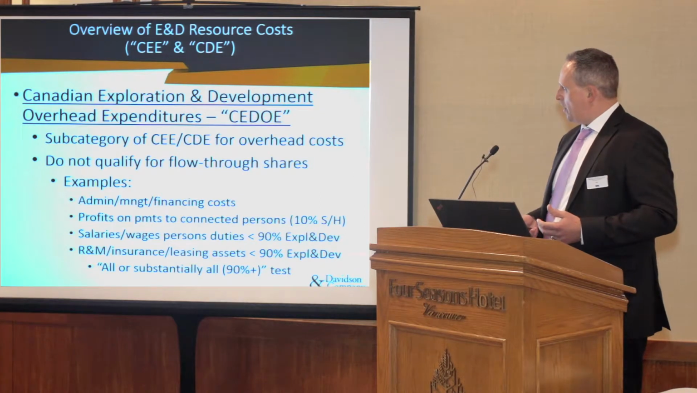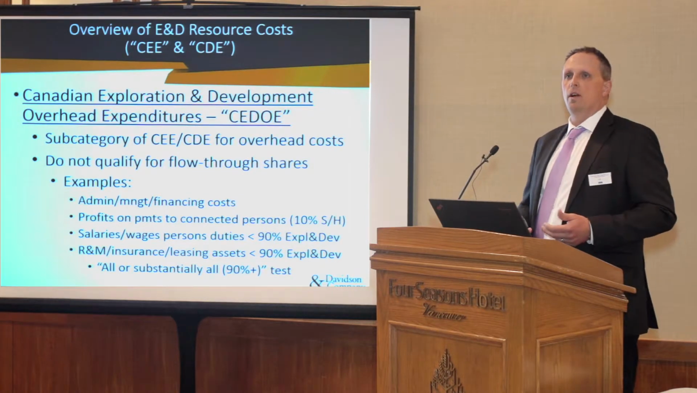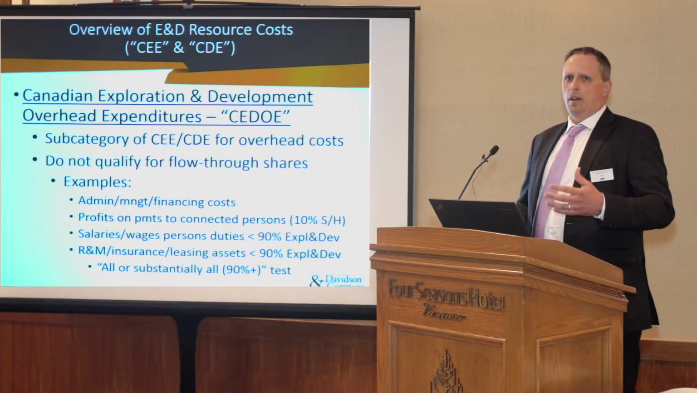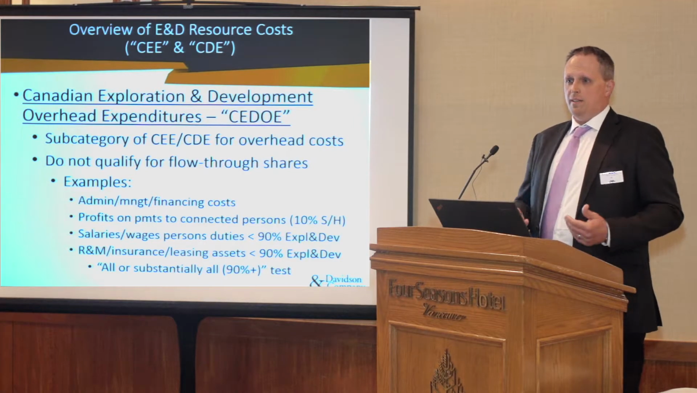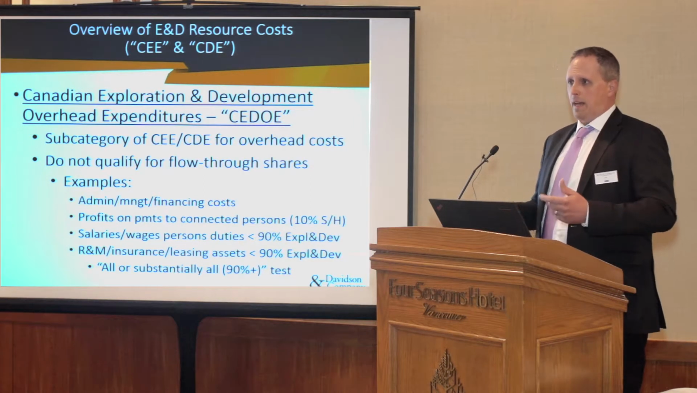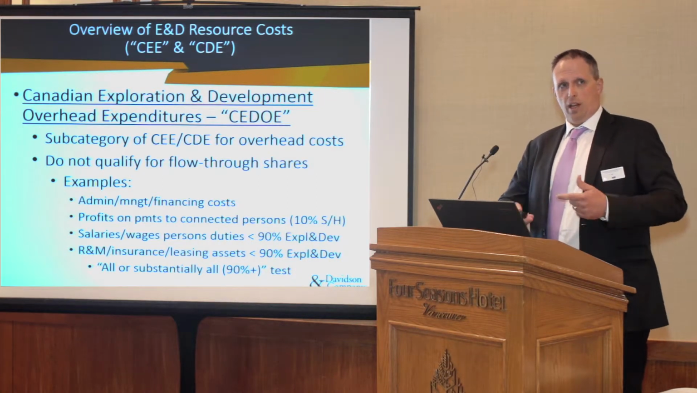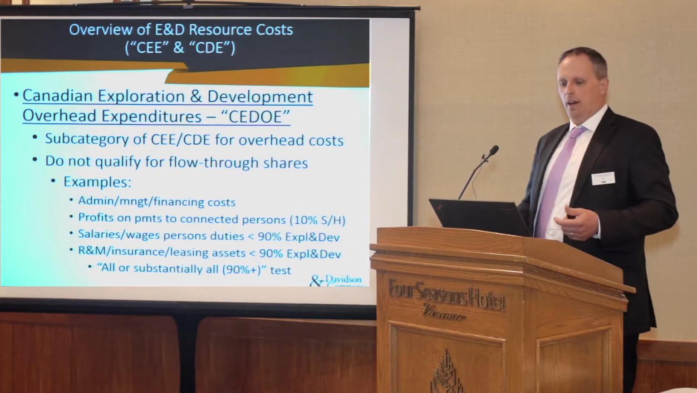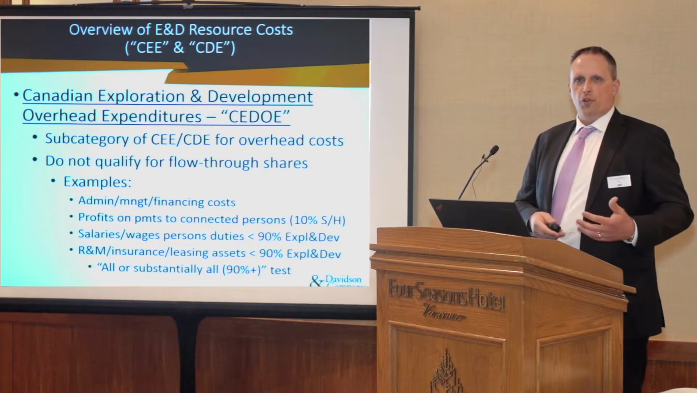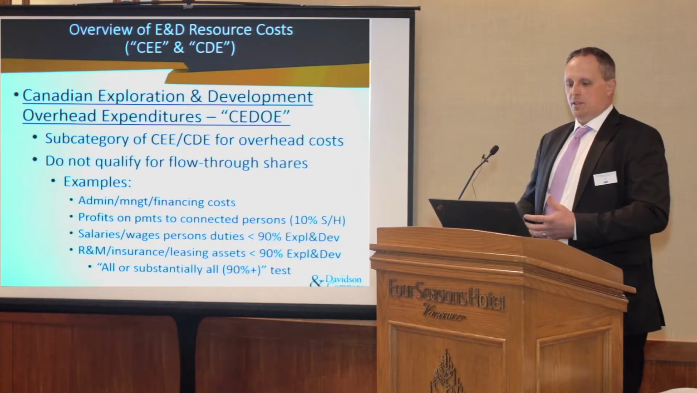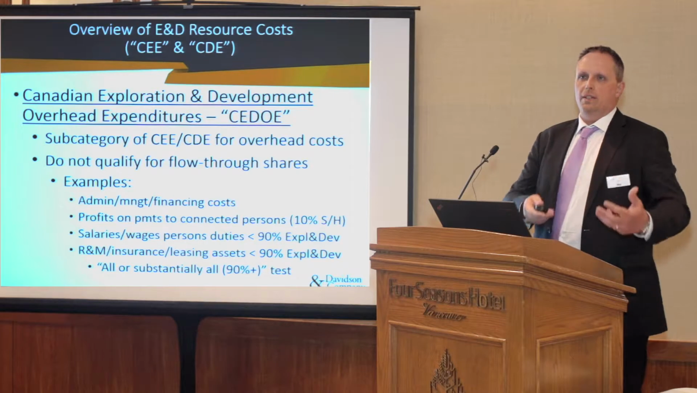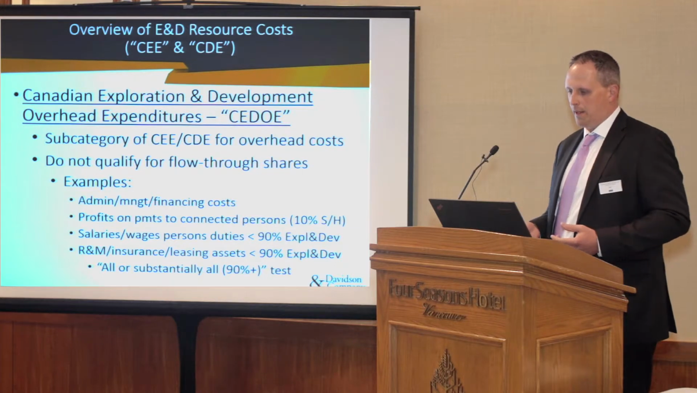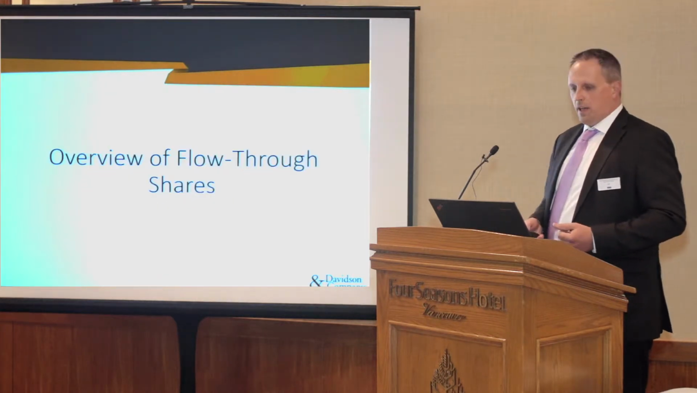The other couple of areas are salaries and wages of persons where their duties don't represent at least 90% exploration and development. So if you've got officers that also have a corporate compliance side that they need to deal with, that can sometimes be problematic depending on how much time is spent on each. The same threshold basically applies on things like repairs and maintenance, insurance, leasing of assets. So those assets or that insurance needs to relate to the actual exploration, not for things like office type costs and that sort of thing. So that was a quick overview.